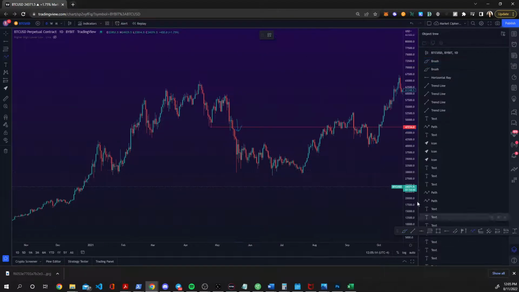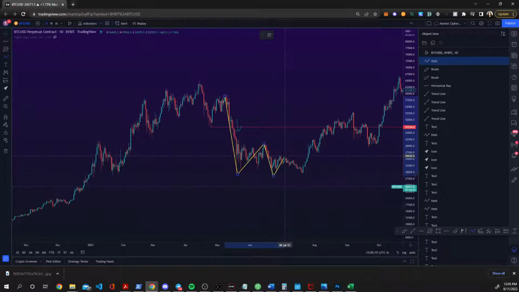And as we can see, if we continue on, low, lower low, lower high, lower low, lower high, and then we have a higher low here. And then we continue on our big rally. But we went from an uptrend, downtrend, and an uptrend again.